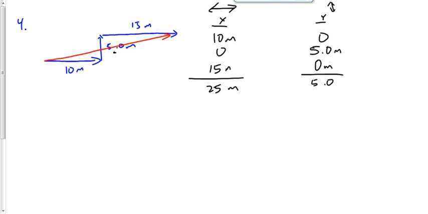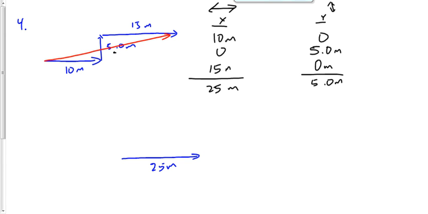So let's redraw it. When I redraw it, it's going to look like this. 25 meters to the east. How did I draw that? How did I know to draw the 25 meters to the right as opposed to 25 meters up or down? It's the x value, yeah, and it's positive. Good. It's the x value and it's positive. So 25 meters to the right.